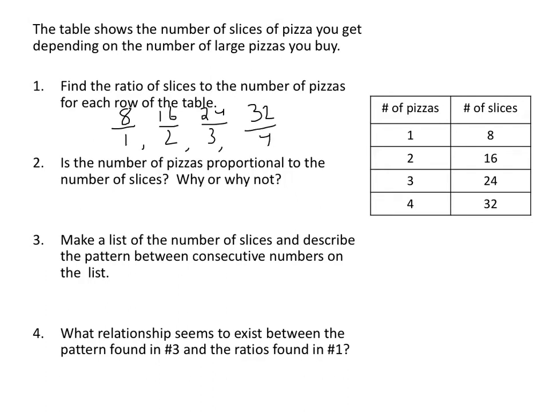So is the number of pizzas proportional to the number of slices? Why or why not? Hopefully you said yes, because if you look at all the previous ones, they all can simplify to the same ratio of 8 slices to 1 pizza.